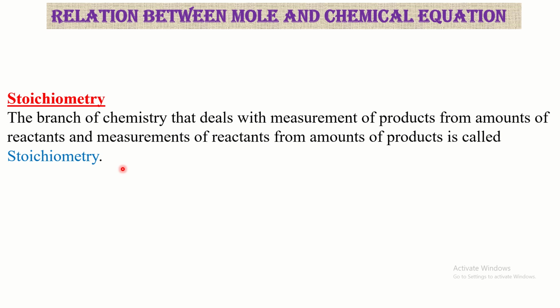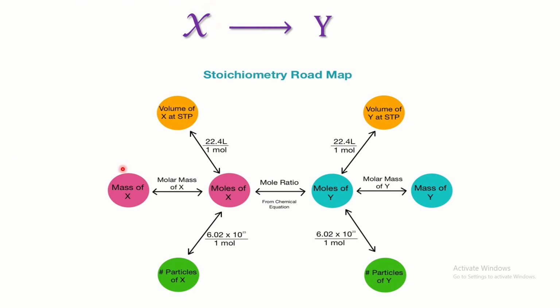That means in a chemical reaction, if there is more than one reactant and also more than one product, then from any of the amounts you can calculate the others. From one reactant to another reactant, from one reactant to all products, and also from one product to all reactants. This is stoichiometry. Today in this class we will discuss this.